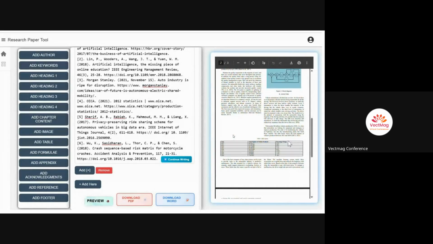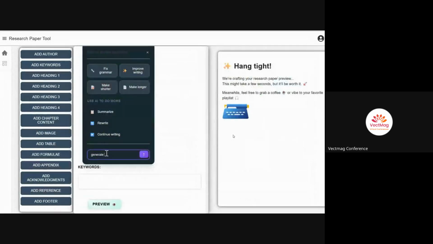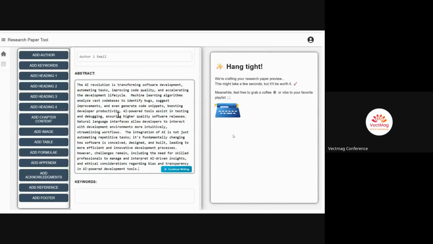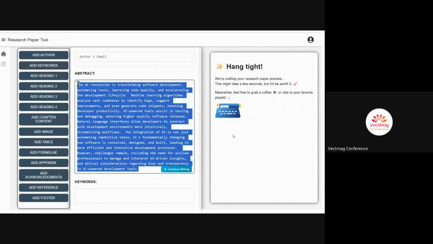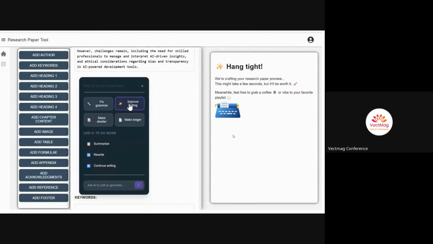Now, let's look at one of the most advanced parts of our application, AI integration. We've built smart features to help you write better, faster, and more accurately. If you want to generate new content, just type your prompt in the input box. The AI will automatically create content in the selected field for you. If your sentence sounds a little awkward or hard to read, click on Improve Writing. This will make your sentence smooth and easy to understand. It keeps your meaning the same, but makes the words flow better.